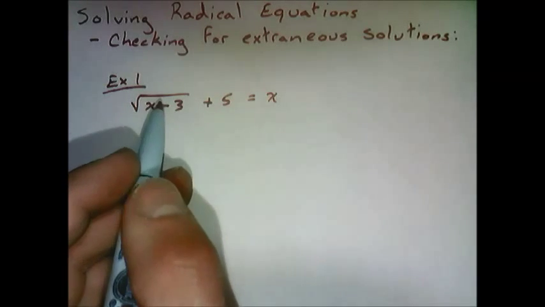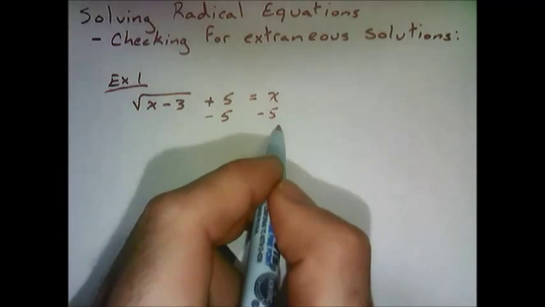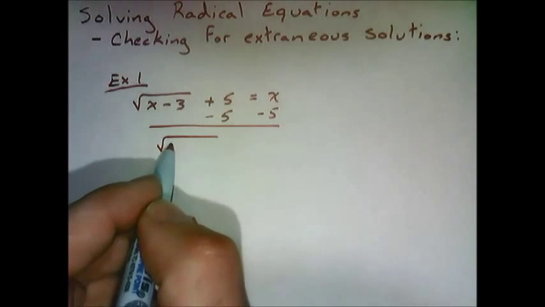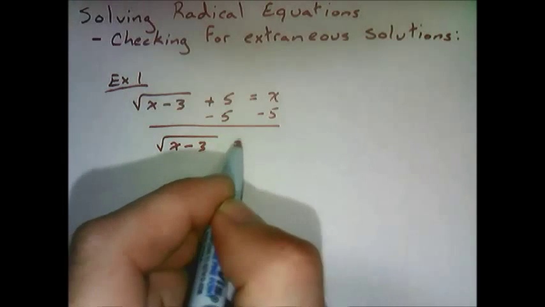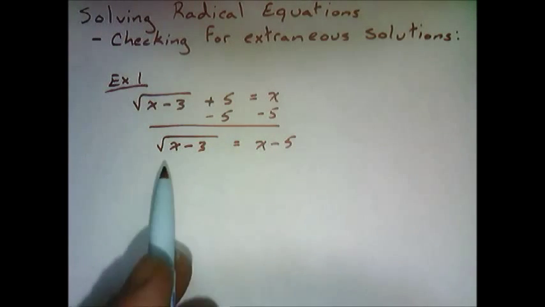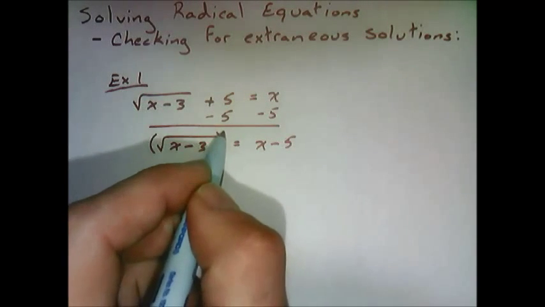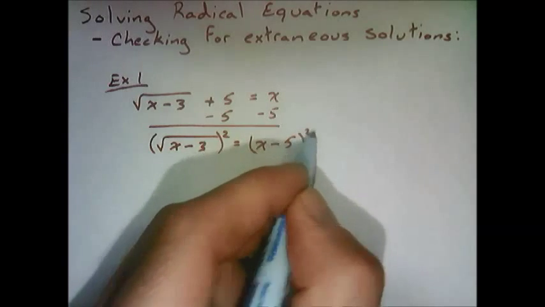So we're going to start by solving it the same way. We're going to subtract 5 to get that radical by itself. So I have the square root of x minus 3 equal to x minus 5. Since I have the radical by itself, I can undo that radical by squaring both sides.